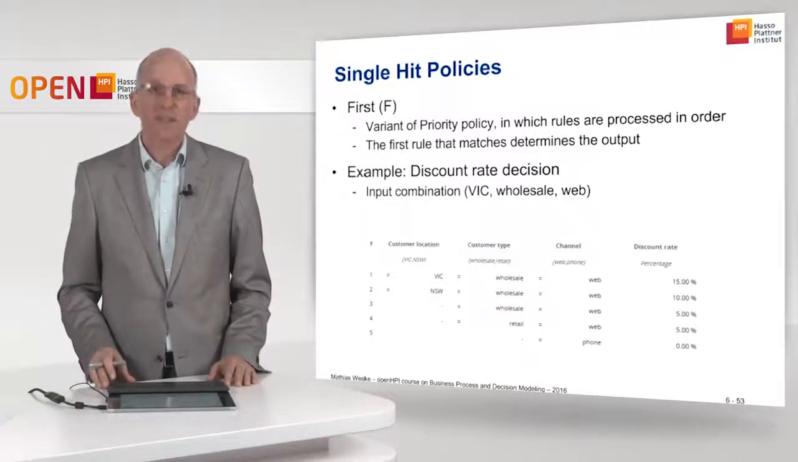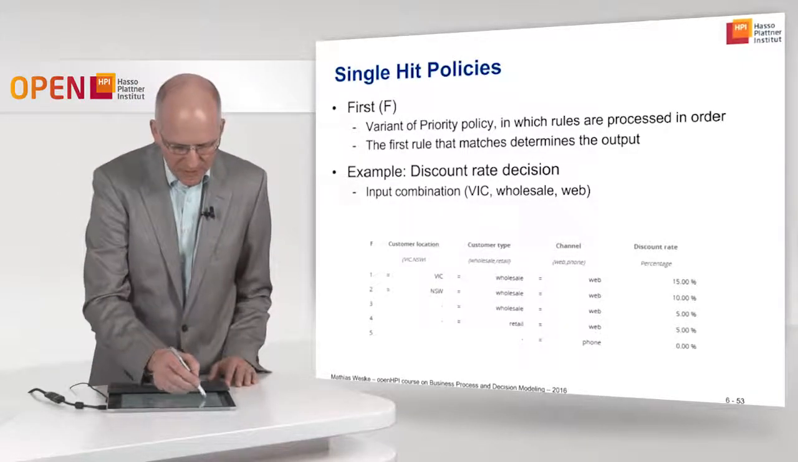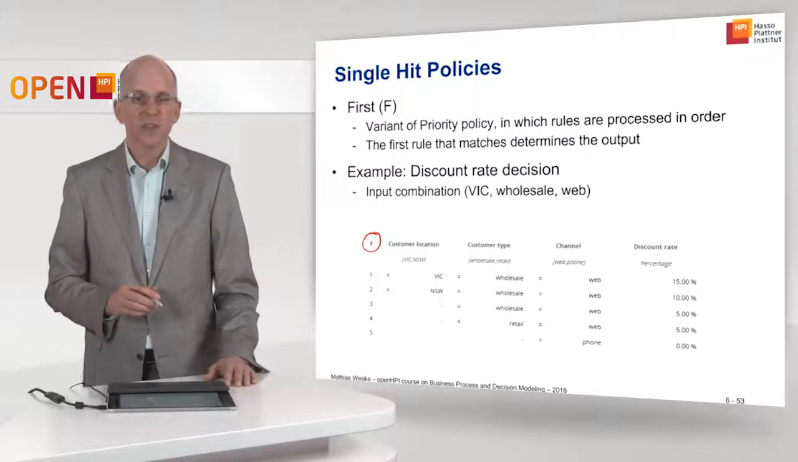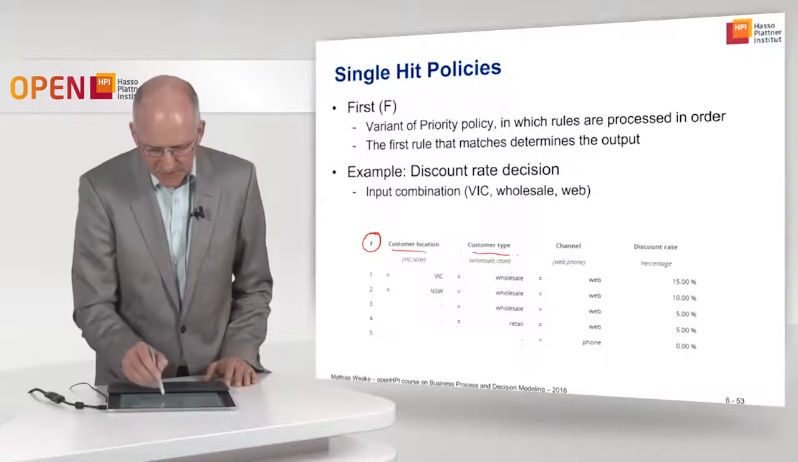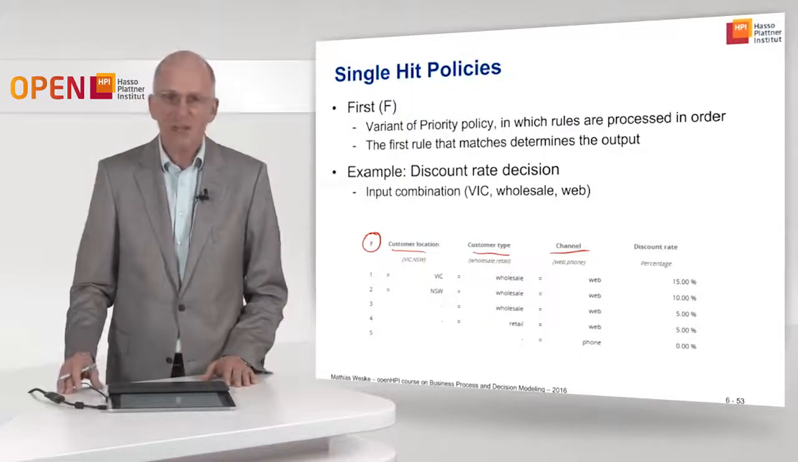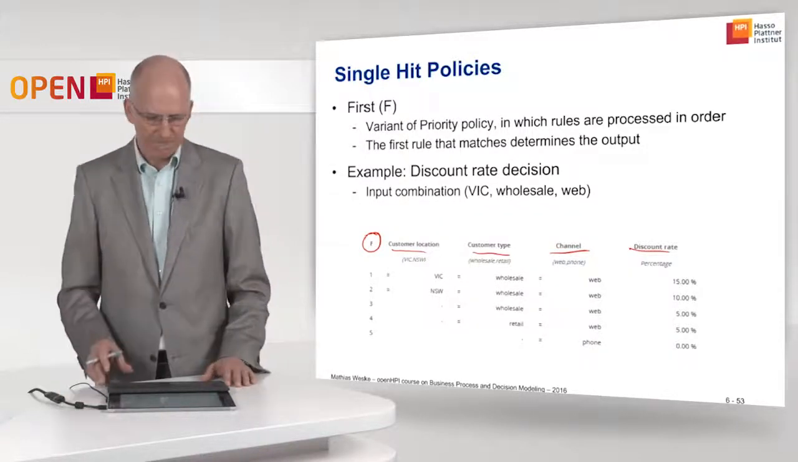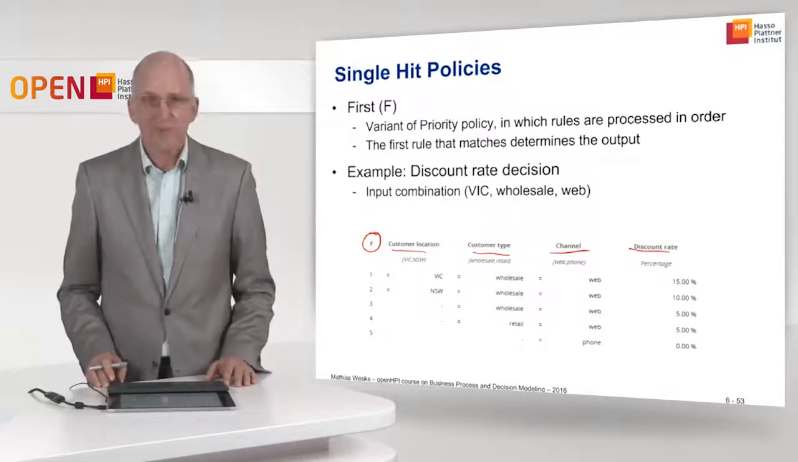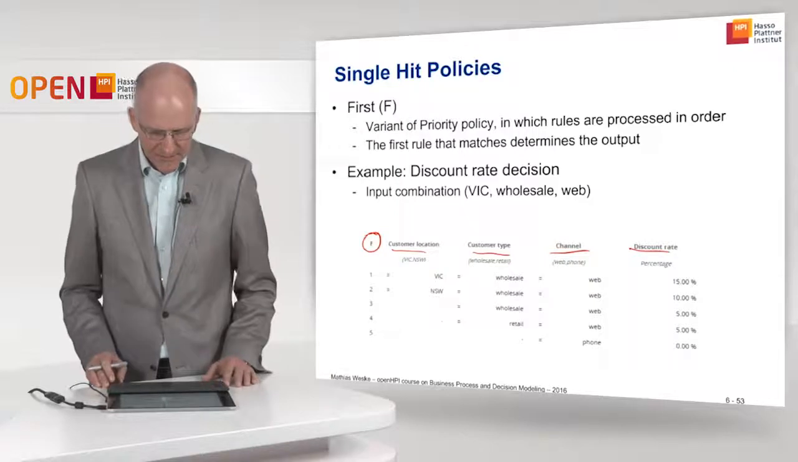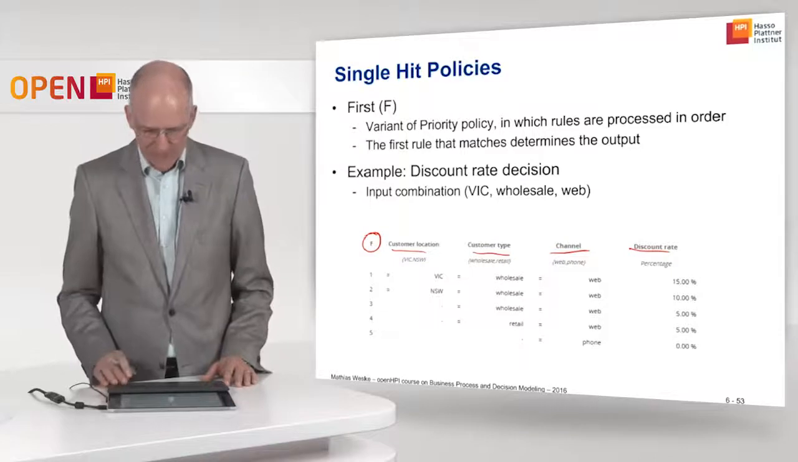We'll take a look at an example of a discount rate decision. Here we have, in the upper left-hand side, the F, indicating the first single hit policy. We have customer location as input, we have customer type as input, and we have the sales channel as input, and we have the discount rate then as output. If we look at the input combination VIC, standing for Victoria in this case, wholesale and web, we'll see that the first rule immediately matches.